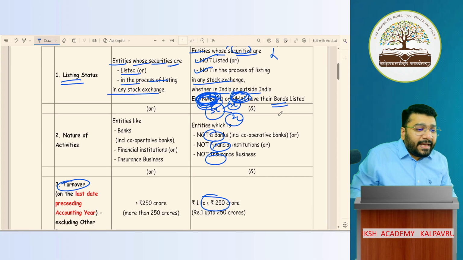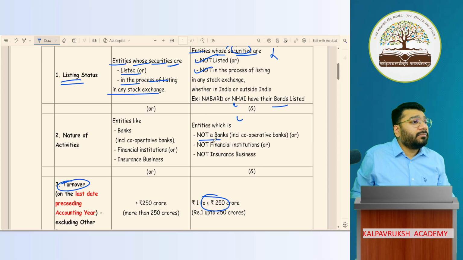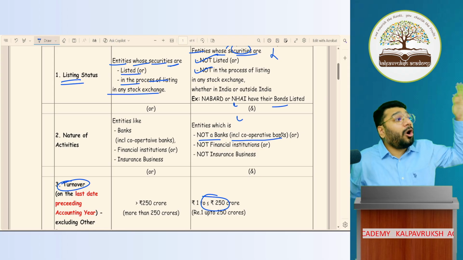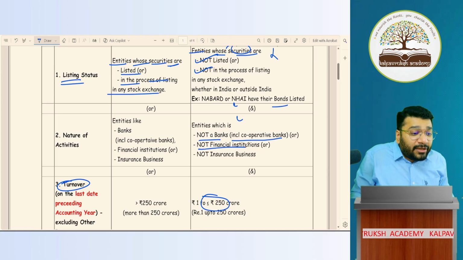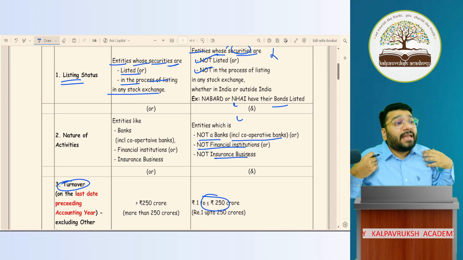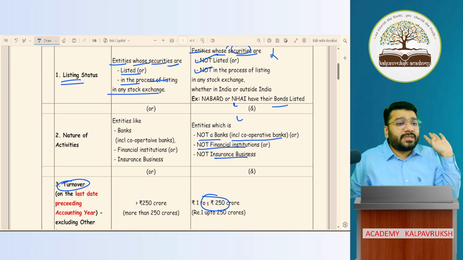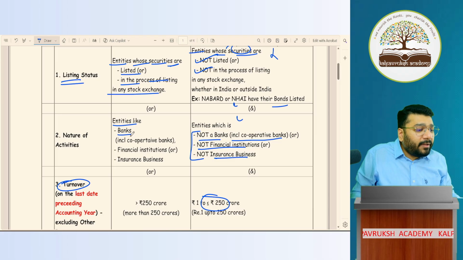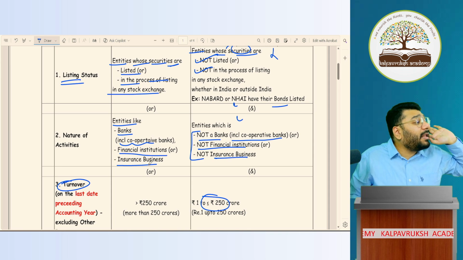Okay, next. Second condition for me to become MSME: I should not be a bank, including cooperative bank. There'll be cooperative housing bank, and so many other banks other than corporate banks. So if I'm a non-corporate bank, then I'll be called a large entity. If I'm a financial institution, I'll be called a large entity. If I'm into insurance business, I'm not a company, I'm a non-company, but I'm doing insurance business, then I'm a large entity. So for me to become MSME, I should neither be a bank, nor a financial institution, nor an insurance business. Got it, not got it? Then I'll be called a large entity. So entities like banks, including cooperative banks, financial institutions, and insurance business are categorized under large entities. Okay, not okay?